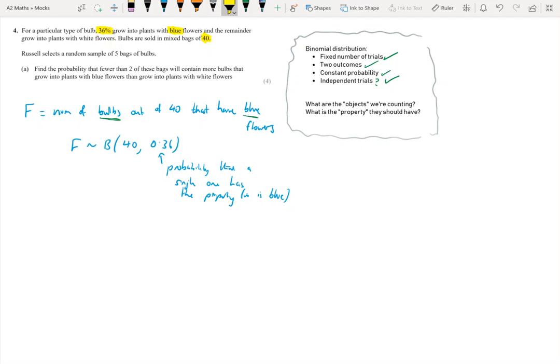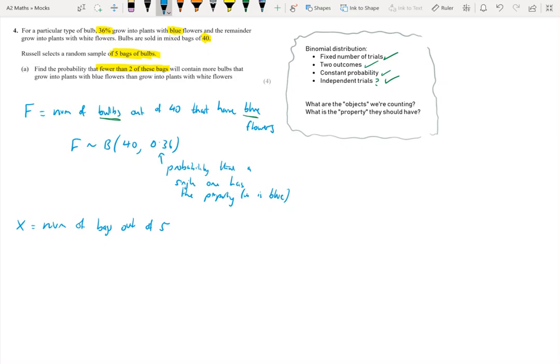But then other objects come in. Russell selects a random sample of 5 bags of bulbs. And there's a probability question about the number of these bags, fewer than 2 of them, that will contain blah, blah, blah. And the sentence goes on quite far. So this is counting bags. So the objects we're counting has changed. So we're going to have a new random variable. Let's just go back to old-fashioned X. X equals the number of bags. And now this is out of 5, because we're told that he has a random sample of 5 of them.